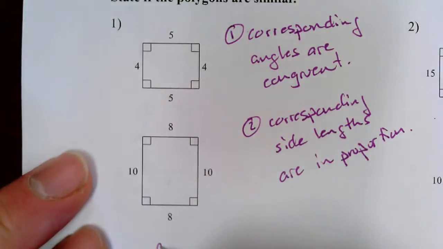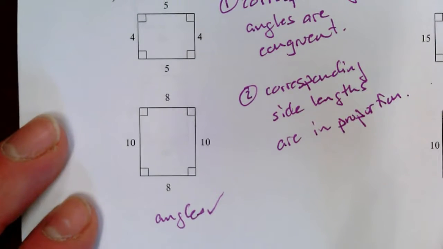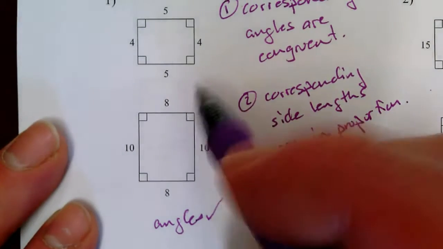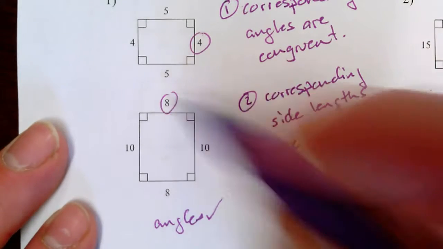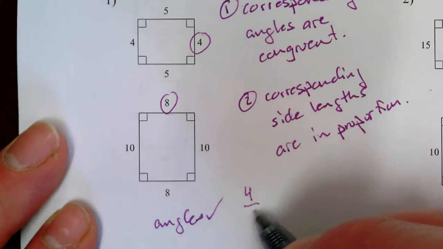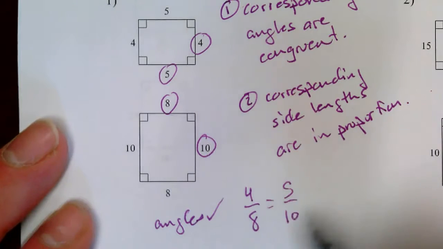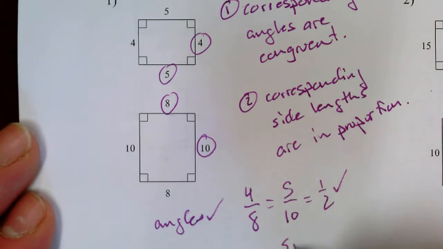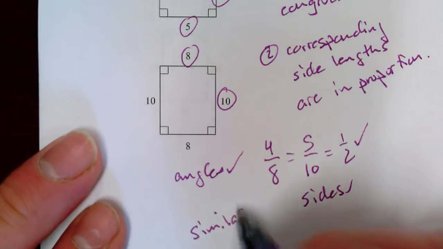First of all, angles, check. They're all right angles, so every angle is congruent to every other angle, so all the corresponding angles have to be congruent. Next, we've got corresponding sides. This looks like the short side here, and this is the short side here. This is a rectangle, so 4 corresponds to 8, and 5 corresponds to 10. Is 4/8 the same as 5/10? Well, they're both 1/2, so check. Sides. So these two are similar.